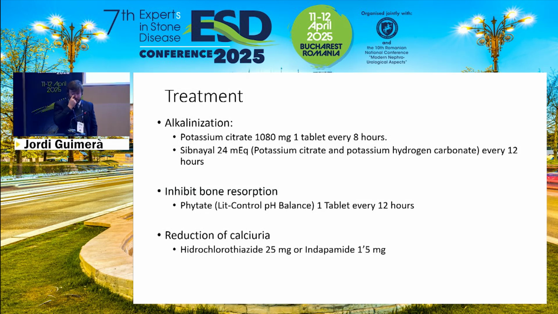The treatment. There is no standard treatment for the distal tubular acidosis, and there is even less standard treatment in the incomplete form. Well, we have 3 ways to treat this illness. One way is alkalinization, in the classic way with potassium citrate, or with a new treatment that was developed in France and is called Sibnayal. And to inhibit bone resorption, which is very important because that's the reason why we have hypercalciuria in the urine, and the reduction of the calciuria using diuretics.